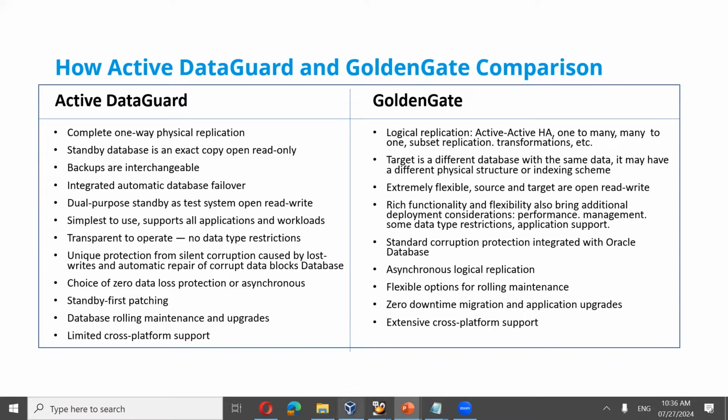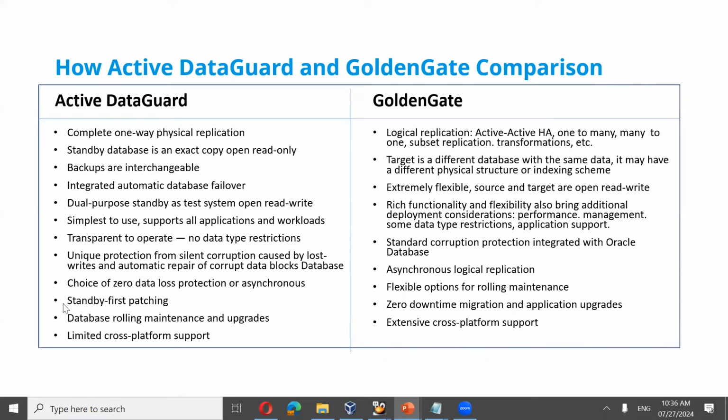Now another thing is Golden Gate is used for zero downtime upgradation and migration. You cannot use Data Guard for that. With Data Guard, you will have some downtime. But with Golden Gate, you can use it for zero downtime upgradation and migration. Organizations nowadays buy Golden Gate licenses short term just for cloud migration, because a lot of things are going to cloud. Extensive cross-platform support is available with GoldenGate. However, with Data Guard, there is limited cross-platform support available.